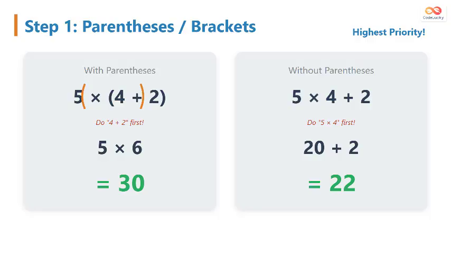Let's start at the top. The very first thing you must always do is solve anything inside parentheses or brackets. These are the boss. In the example on the left, 5 times (4 plus 2), we must add 4 and 2 first to get 6. Then multiply by 5 to get 30. If we ignored the parentheses like on the right, we would get a completely different and incorrect answer.